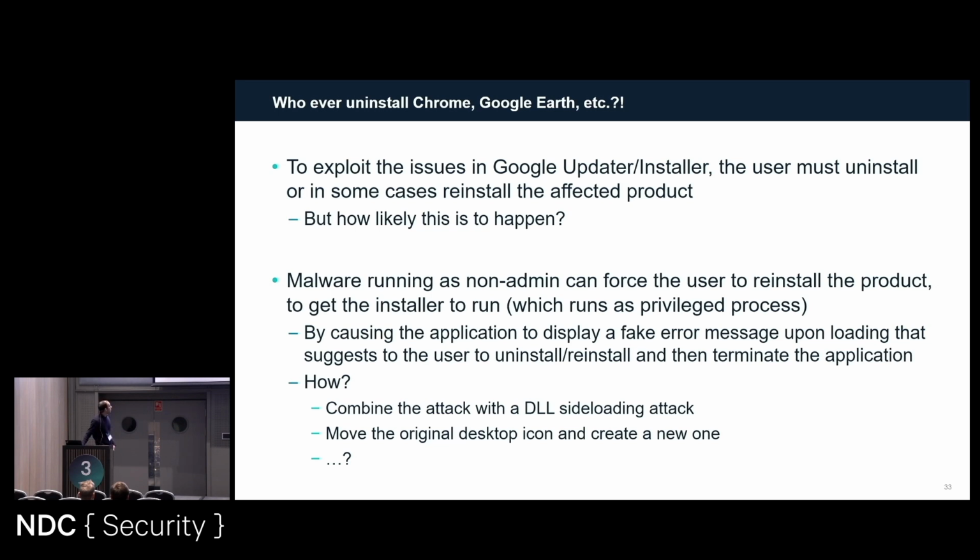You can also, for the malware, for example, manipulate the desktop shortcut icons. Basically, you cannot delete the Chrome icon on the desktop, but you can move it away from the visible screen and then put another icon that points to an application that all it does is display that error message and then terminate. From the user perspective, it would look as if Chrome is terminating for no good reason, and then you will have to reinstall it.